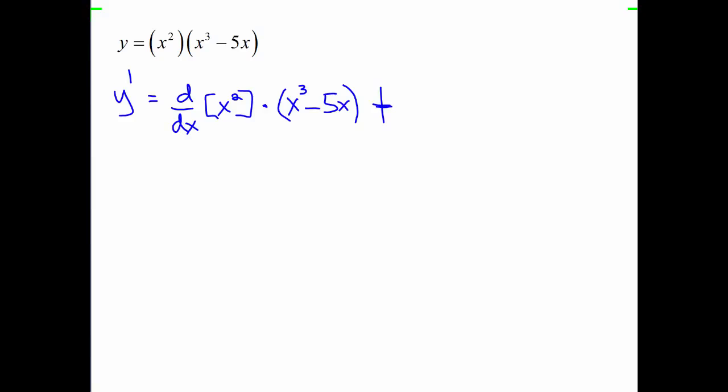So let's figure out the answer to this using the product rule, so we get used to utilizing the product rule. To find the derivative of y, y prime is going to equal, so this is our first function, this is our second function. It says we're going to take the derivative with respect to x of the first function, which is x squared, times our second function, minus 5x, plus the first function, x squared, times the derivative of the second function.